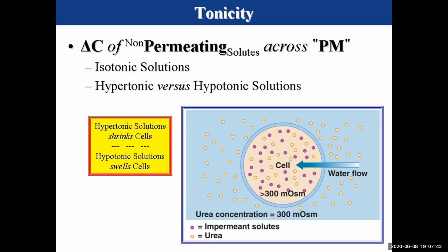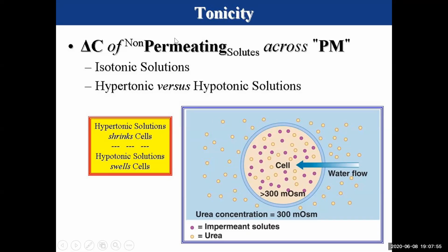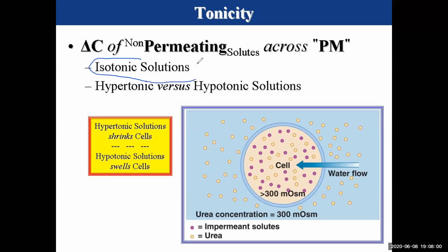Tonicity. It's the same concept. So if you have a semi-permeable membrane, there are some solutes that cannot leave the cell, whereas water can move in. So the concept: if you have an isotonic solution, it means the solution inside the cell has the same solute concentration as the outside of the cell. So if you put a cell in an isotonic solution, the volume of the cell will not change.